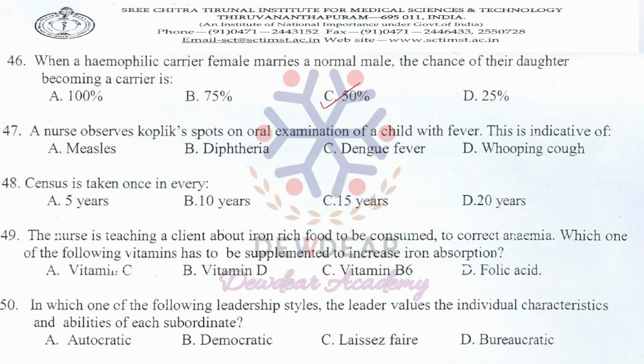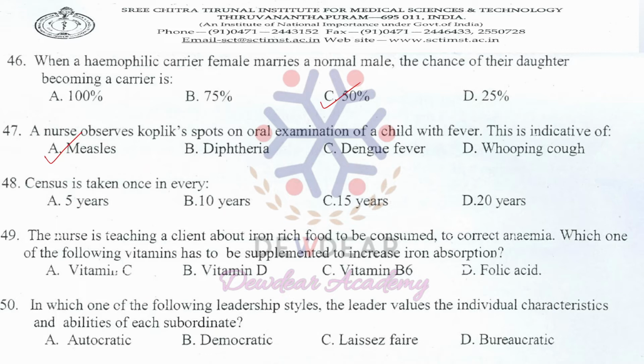Then question number 47. A nurse observes Koplik spots on oral examination of a child with fever. So this is indicative of? Options are measles, diphtheria, dengue fever, whooping cough. Koplik spots are indicative of measles, and option A is the correct answer.